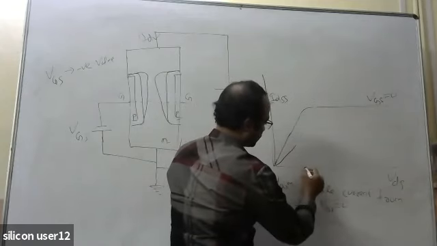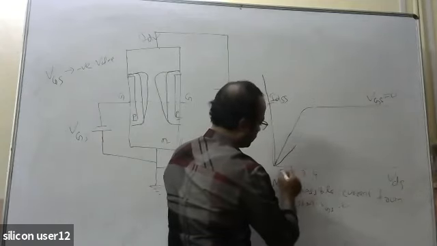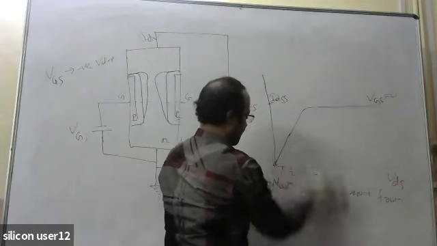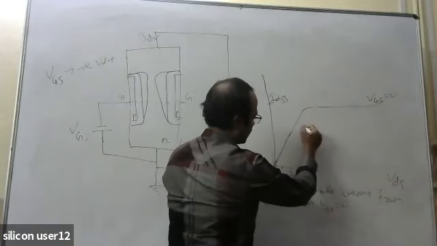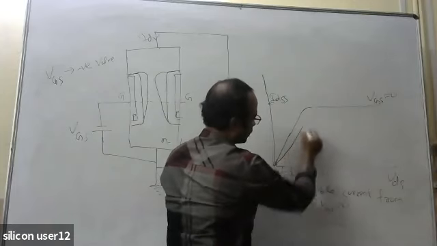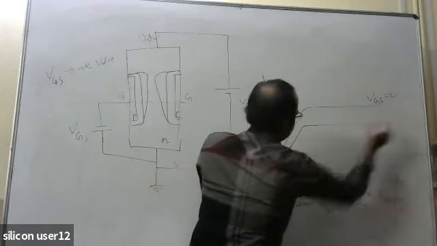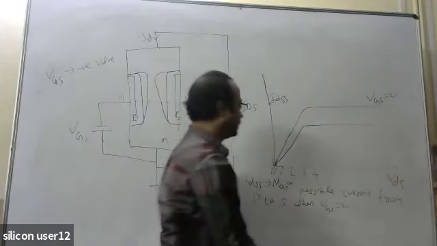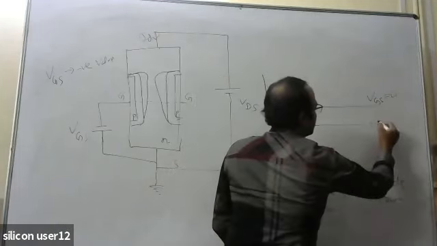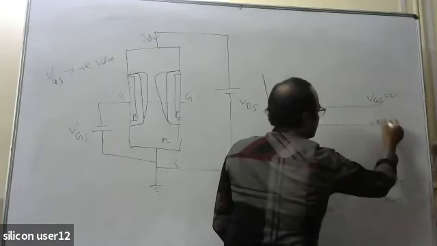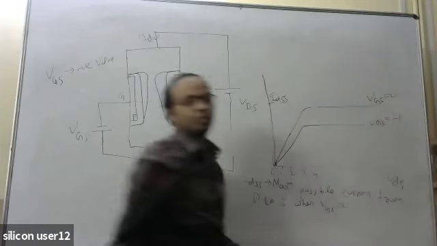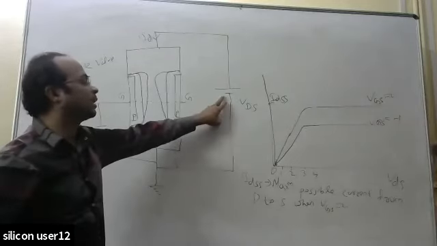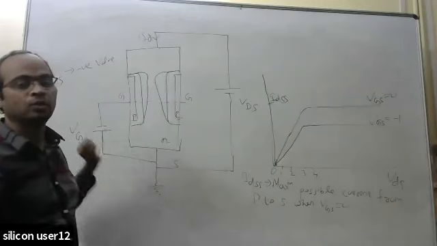So let us say this is 4, 3, 2, 1, 0. Okay, up to 3 volt it went, and after that it became constant. So this is the curve for VGS equal to -1 volt. Okay, similarly, let us say VGS equal to -2 volt.